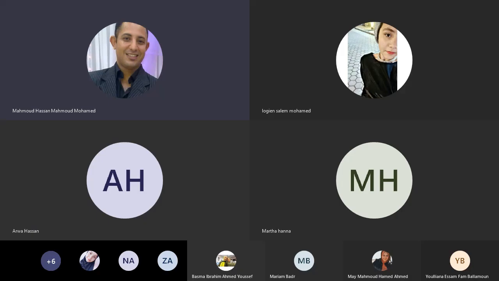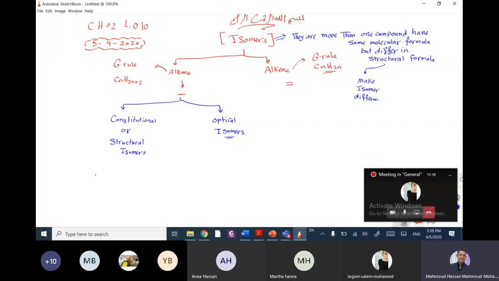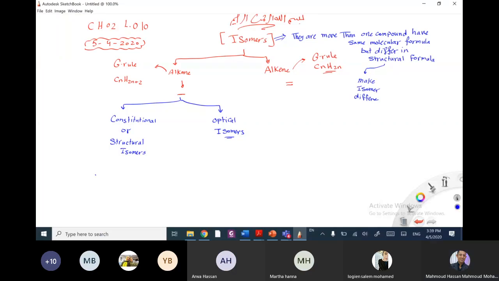Isomers may break the structure, making the compounds differ in physical properties, or else in the chemical properties. And this is the same thing in the case of structural isomers or constitutional isomers.